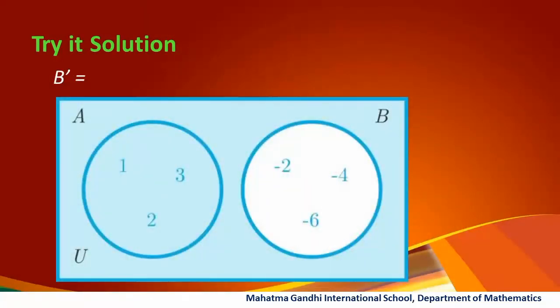Now let us find out B complement. B complement is the set of all elements which do not belong to B. See, the white area is B. So the B complement is the set 1, 2 and 3. These are B complement.